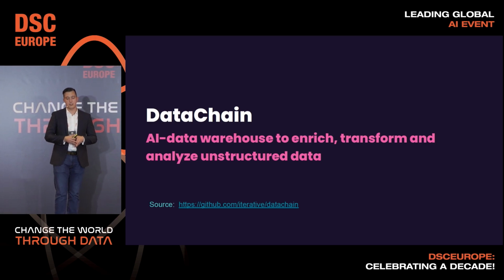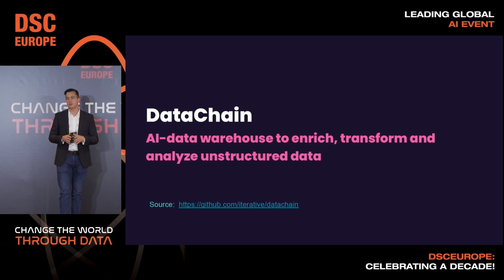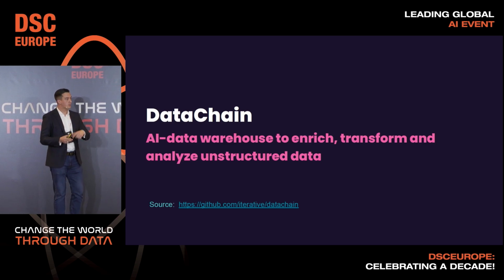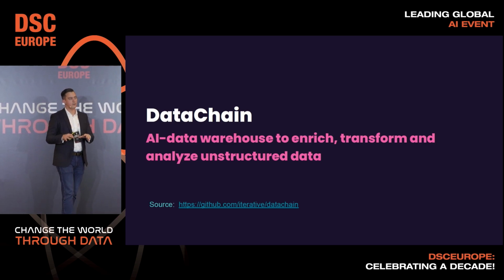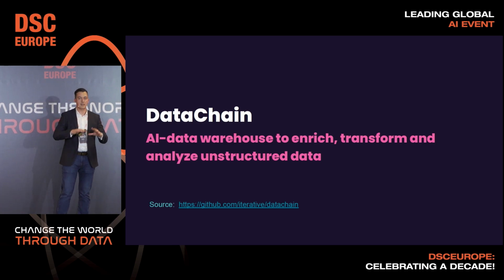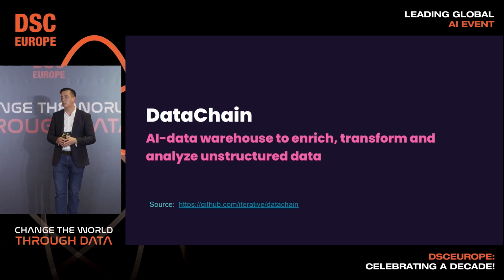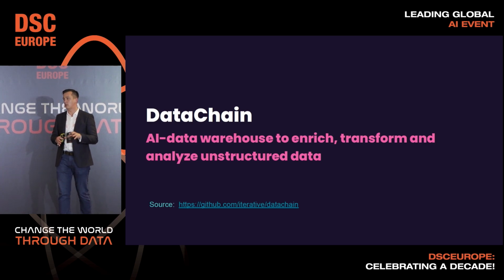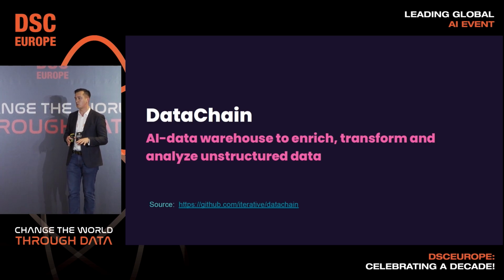So these three use cases we had in mind, and this is how we came up to DataChain. DataChain is the AI data warehouse to enrich, transform, and analyze unstructured data. It's an open source tool; Iterative built a SaaS solution on top of this open source library, but it works pretty well as an open source version.